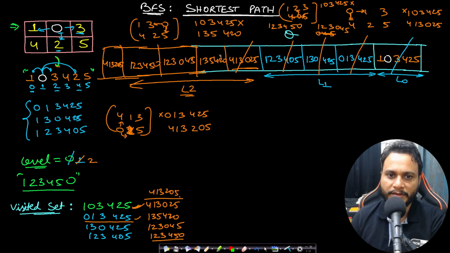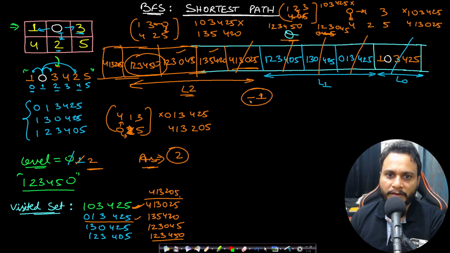If you keep processing these nodes, you will be processing this node as well. But as soon as you see the destination node, you will be returning the level as an answer, and in this case 2 will be the answer, right? So I hope you have understood how this shortest path algorithm is working. Now if you are not able to reach the final state and your queue becomes empty, then we will be returning -1, meaning that we cannot reach from the given initial state to the final state.